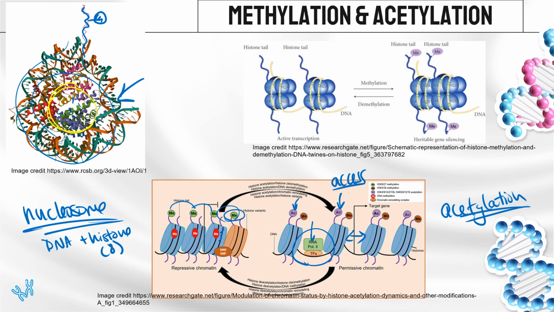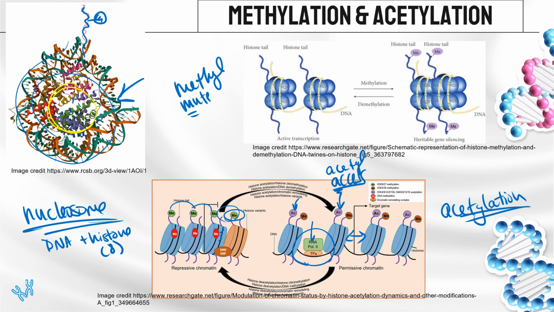This is how I remember it. Acetyl groups add access, so we can actually do some transcription. The methyl groups mute the genes. No transcription is occurring. There's one more super cool thing that we could add.